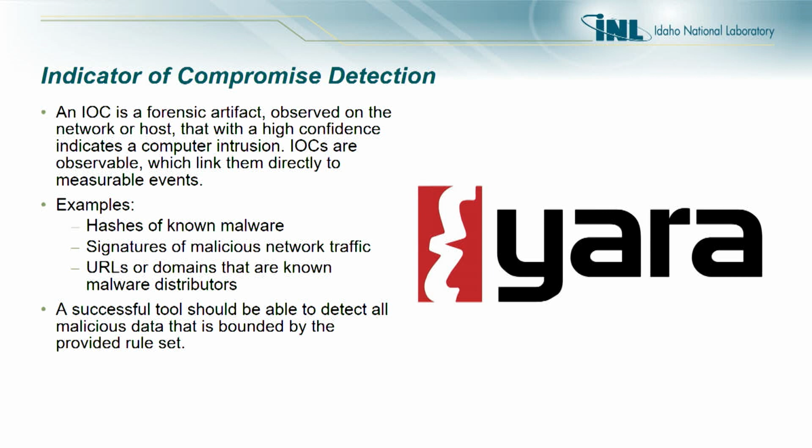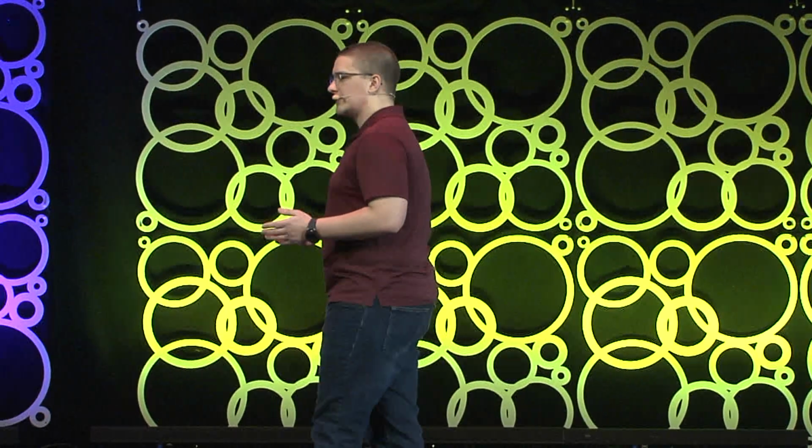So a successful tool will be able to detect all malicious data that is directly bounded by the provided rule set. An example of this is Yara. If you give Yara rules, it will find every file that follows those rules. It will not mutate those rules. It won't look for anything other than those rules, and is directly bounded by what you provided.